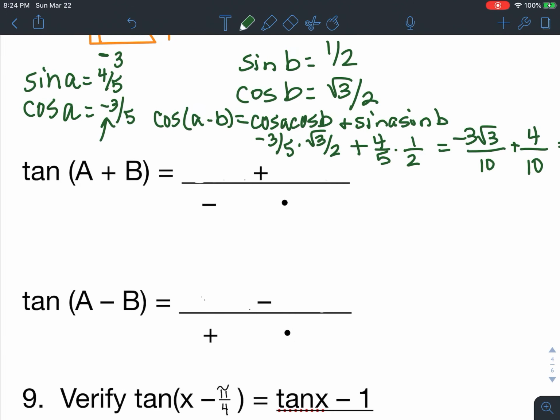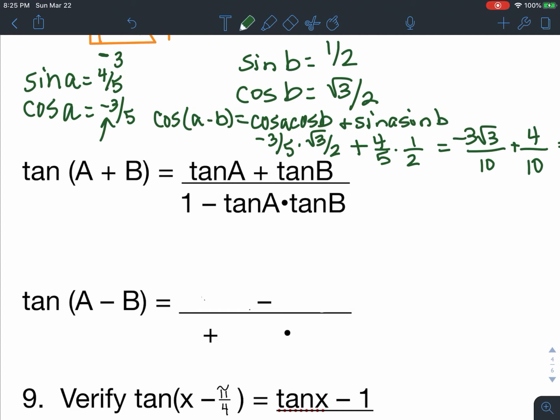Okay, finally we have the tangent formula. So we have the cosine sum and difference formula, the sine sum and difference formula, and now the tangent sum and difference formula. But remember, you don't have to memorize these. Okay, so tangent actually starts out kind of easy. So tangent of A plus B equals tangent of A plus tangent of B. That's convenient, but there's this whole fraction involved. So tangent of A plus B equals tangent of A plus tangent of B over 1 minus tangent A times tangent B.